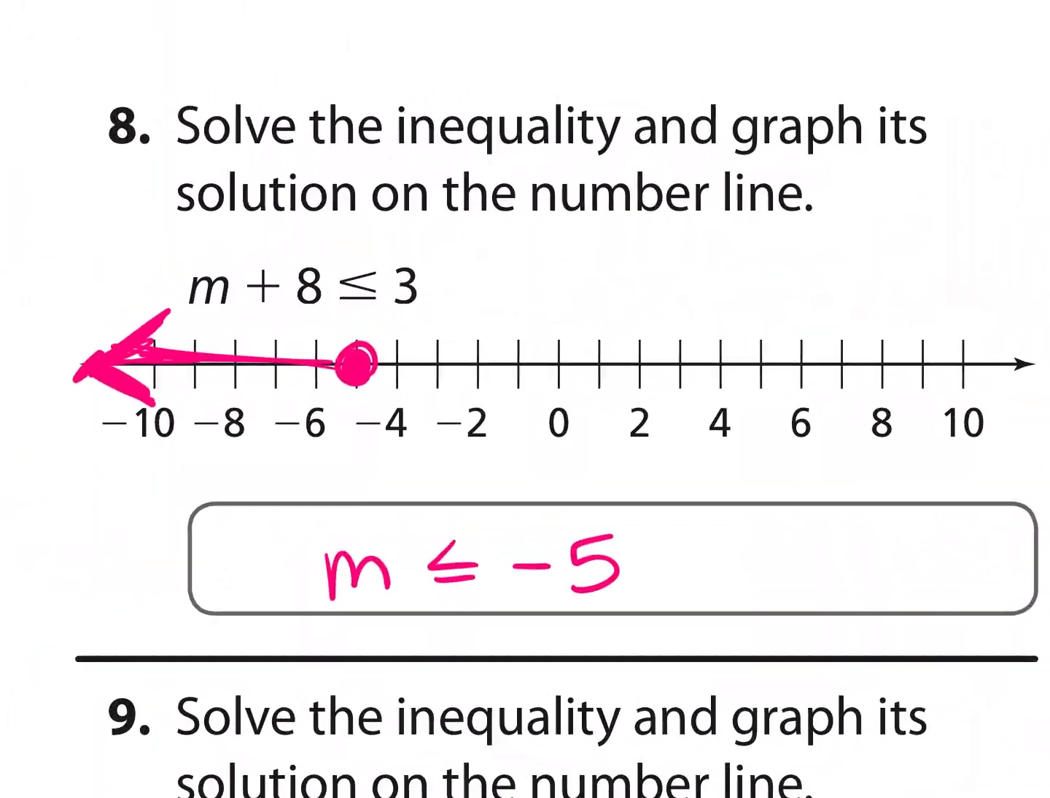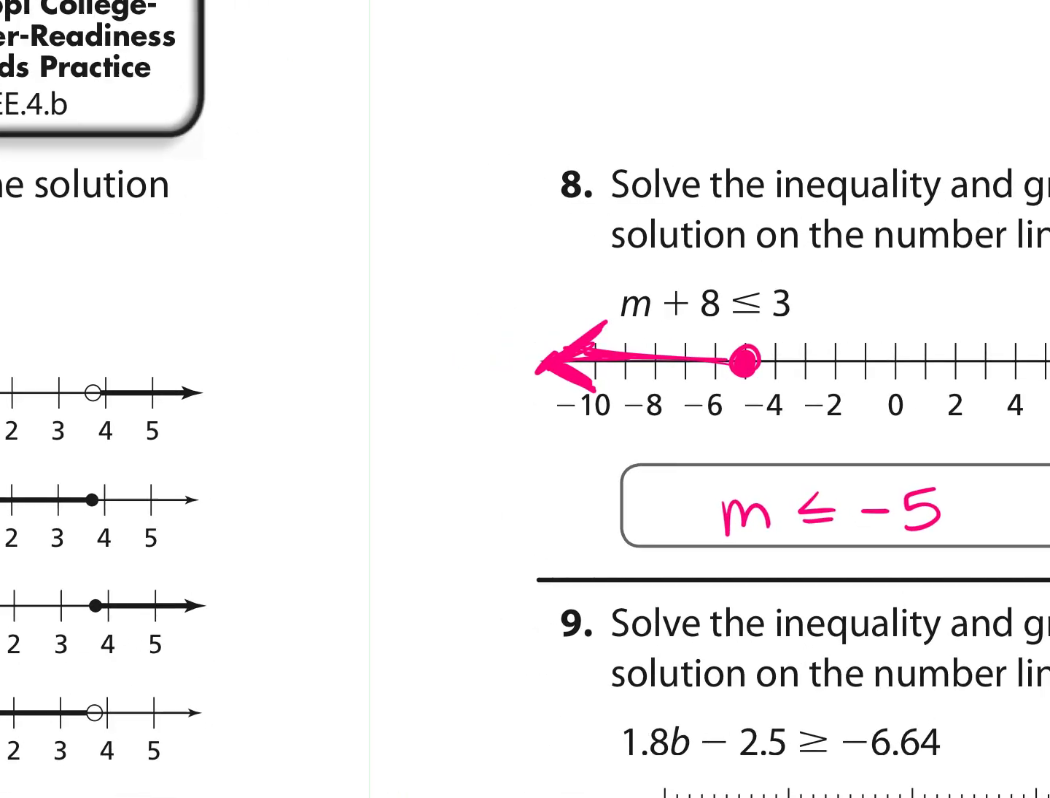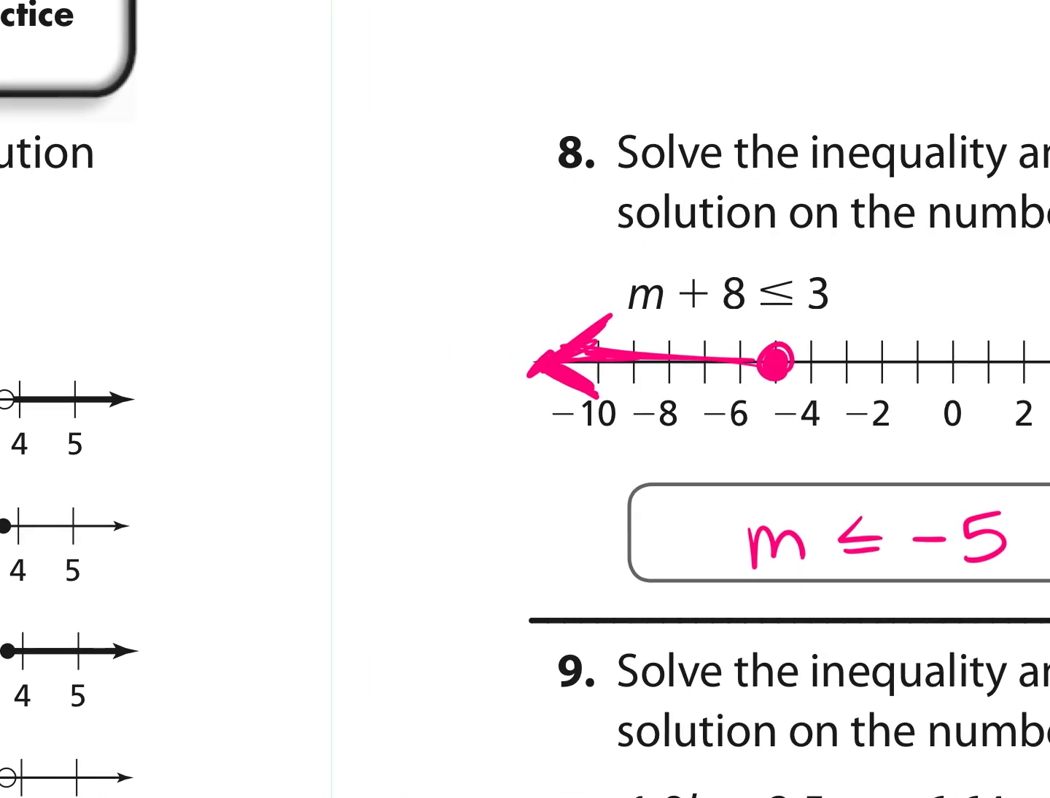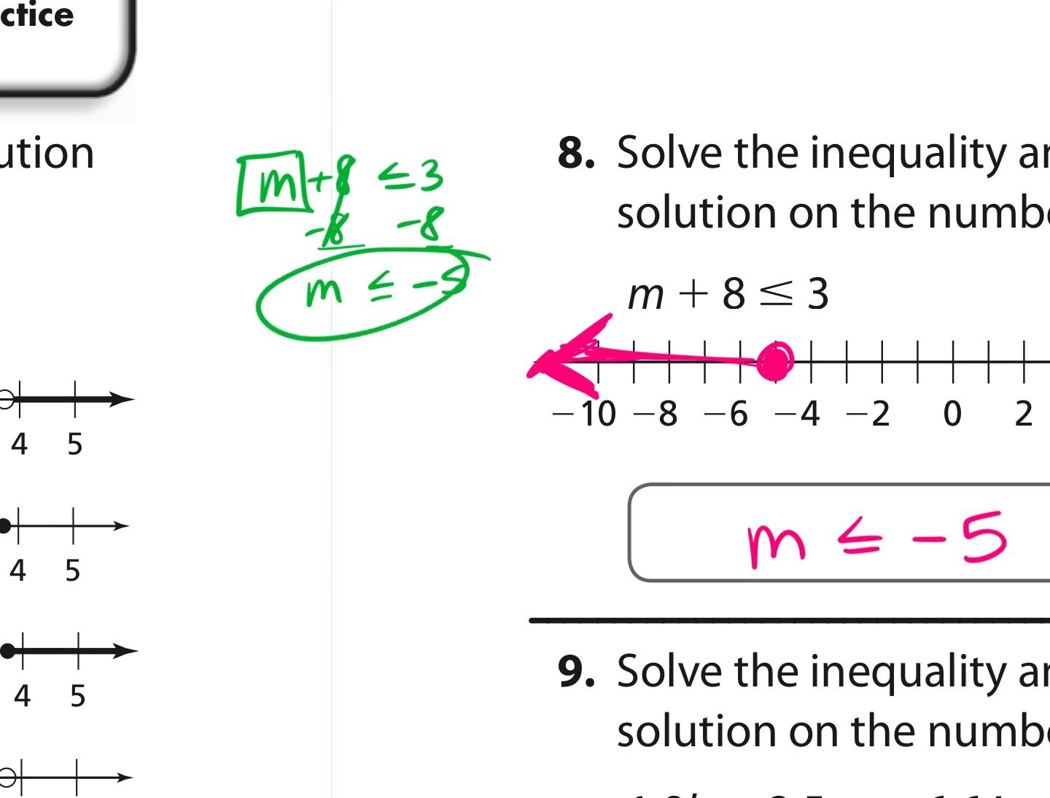Number 8. I'm going to solve this inequality and graph its solution. We've got m plus 8 is less than or equal to 3. I want m by itself, so I'm going to subtract 8 from both sides. We get m is less than or equal to negative 5. And all we did was subtract. If we add or subtract, nothing changes on our inequality symbol. The only time it changes is if we multiply or divide both sides by a negative. And of course, to graph this, we have negative 5 with a closed dot, take our time, shade it in. And since our variable is on the left, our arrow points the correct direction.